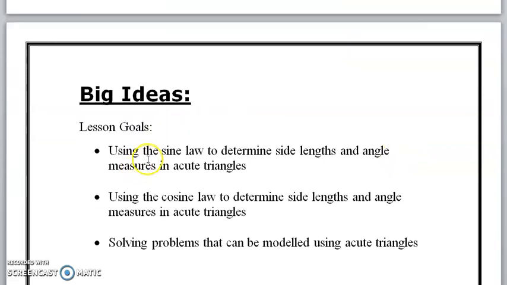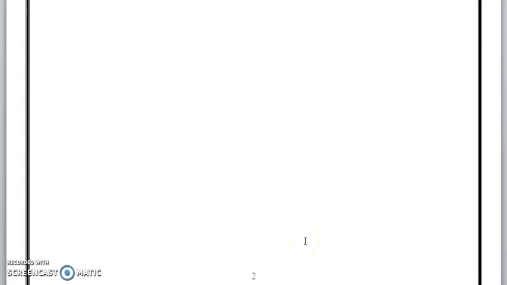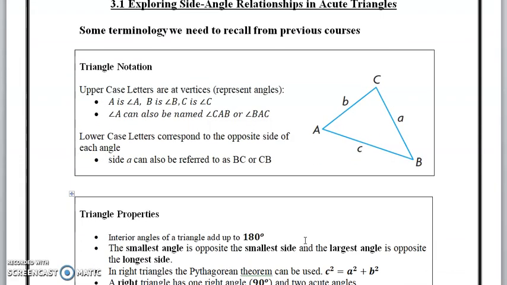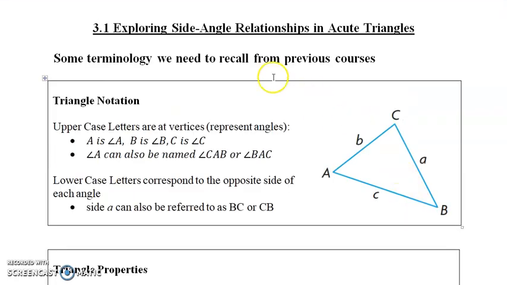Some of the goals we're going to look at are the sine law and cosine law. So we're going to build on what we learned last year in Math 10 using the three primary trig ratios, and we're going to solve problems using acute triangles. In the first section, we're looking at 3.1. We're going to be exploring side angle relationships in acute triangles.